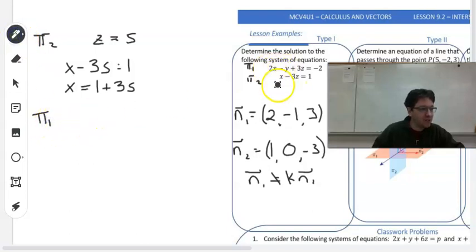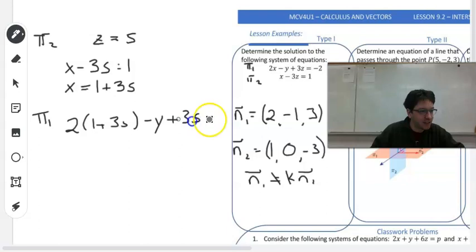And pi 1 has the equation 2x, but I'm going to substitute what I have here for x. So 2 times (1 plus 3s), then minus y, don't know what y is, that's what we're going to solve for, and plus 3z, where I'm saying z is s. That'll equal -2. So we can rearrange this a bit, expand and simplify. Expanding the brackets, we get 2 plus 6s minus y plus 3s equals -2.